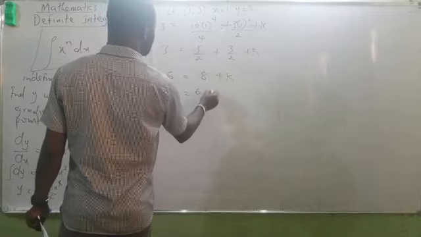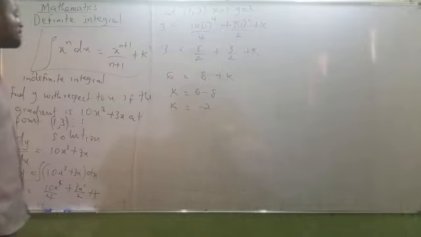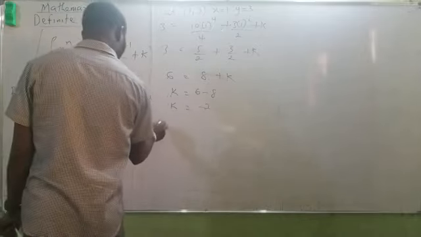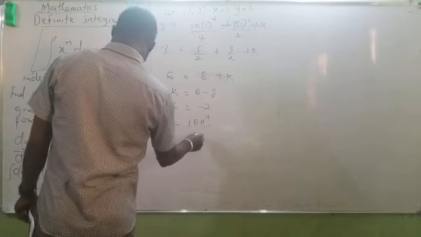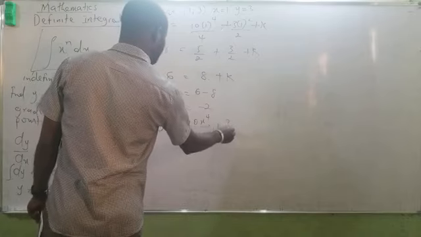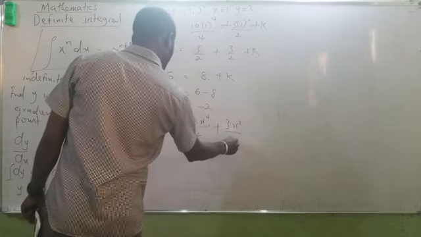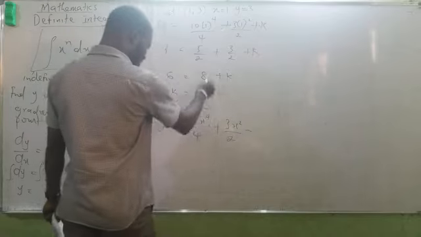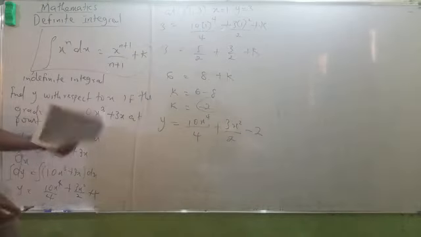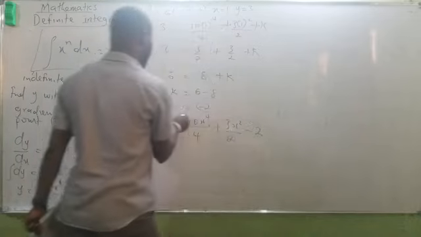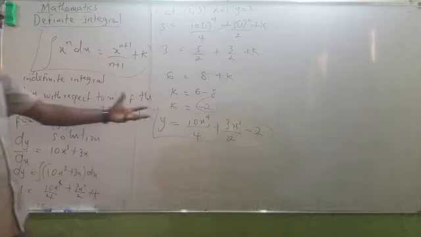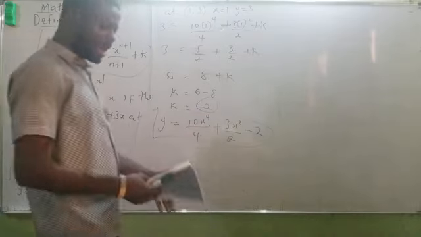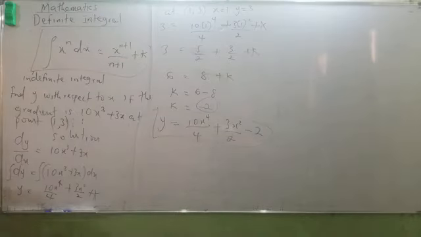Now, since my k equals minus 2, y will be equal to 10x raised to power 4 divided by 4, plus 3x squared divided by 2, minus 2. What is my k? This is my k, minus 2. Can you see? This is my general equation, the one you are looking for. You can call it function, you can call it equation, anyhow you want. But in this case, I'm just trying to talk about the application part of it.